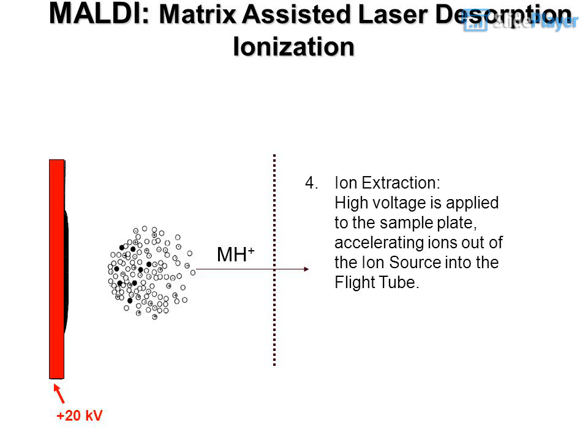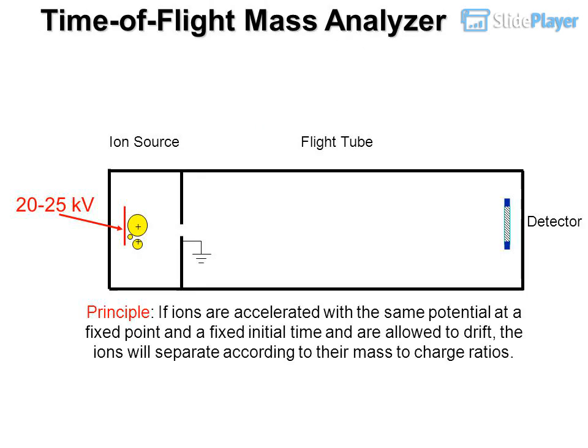MALDI, matrix-assisted laser desorption ionization. Ion extraction. High voltage is applied to the sample plate, accelerating ions out of the ion source into the flight tube. MH+. Plus 20 kV. Time of flight mass analyzer: ion source, flight tube at 20 to 25 kV, and detector.